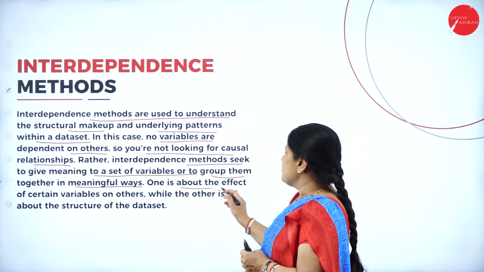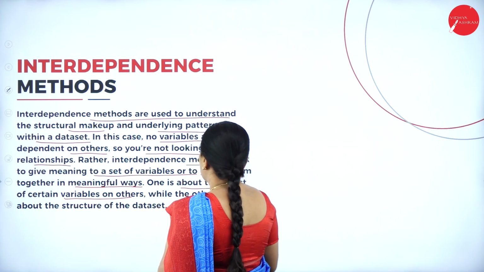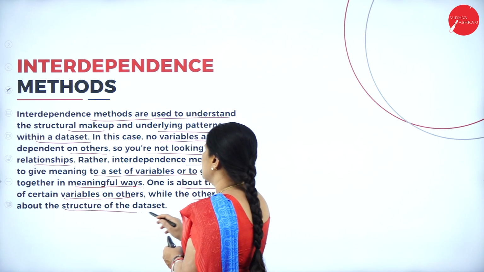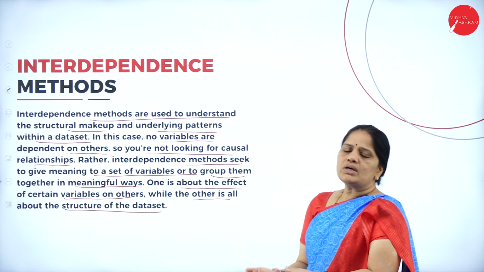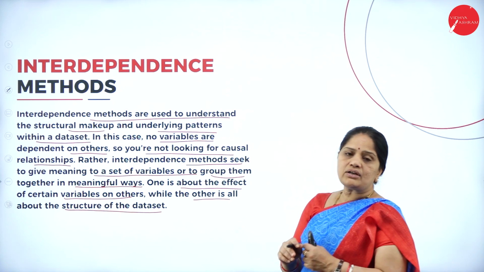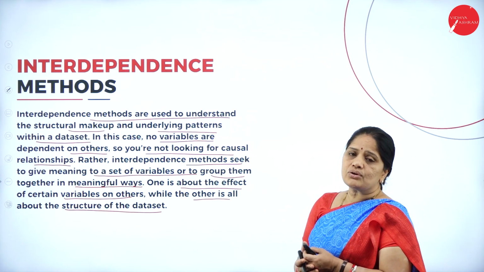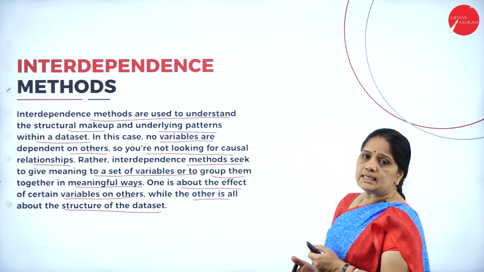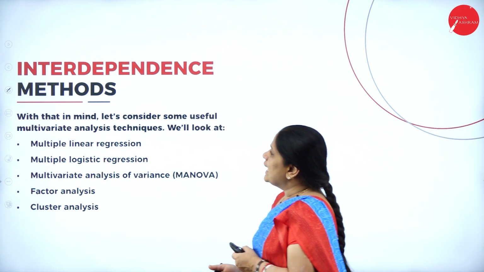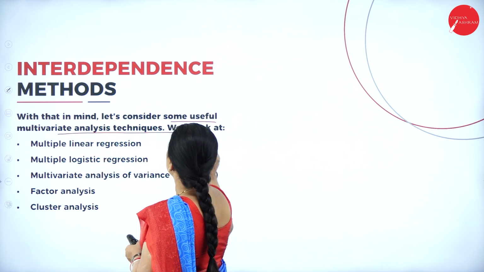One is about the effect of certain variables on others, while the other is all about the structure of the data set. So, what is the structure of the data set and what is the effect of certain variables? All this we will be able to know with the help of the interdependence method. With that in mind, let us consider some useful multivariate analysis techniques.